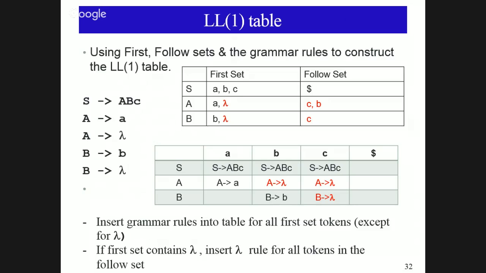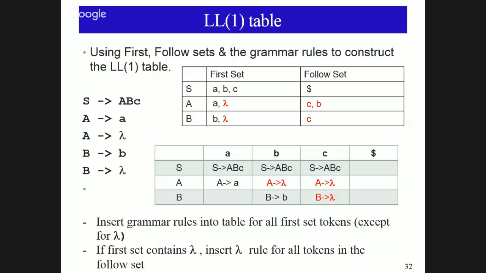S does not have a lambda, so we're not even going to consider that $sign. That $sign column continues to be empty. Not always. We're going to look at one where we're actually going to put something in the $sign column. In your homework, you're going to put something in the $sign column. It's not always going to be empty.